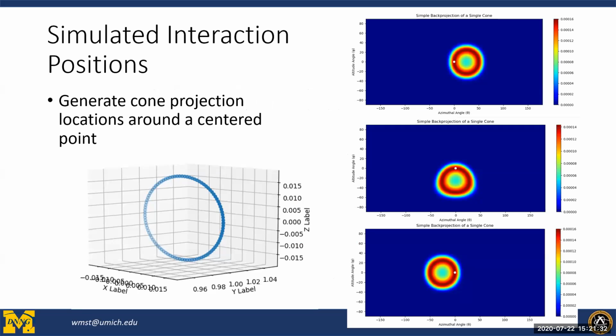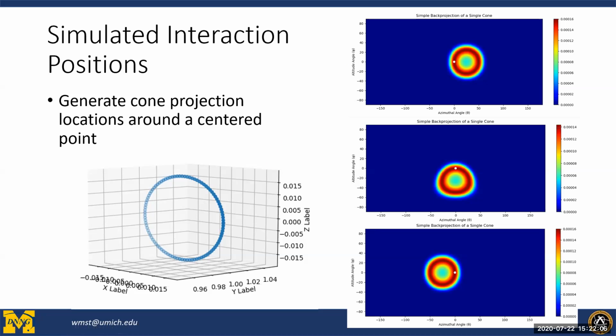So the first thing that we're going to do is show a little bit more of a simulated interaction position. What I've gone ahead and done is generate cone projections around a centered point. So you can think of each one of these here as an initial detection location, where I have a point back here such that I have an angle going around a point centered behind this circle, such that I have an angle going through each one of these points into my projection.